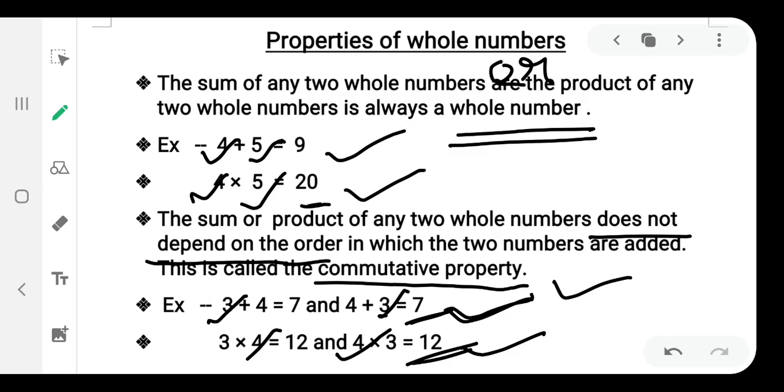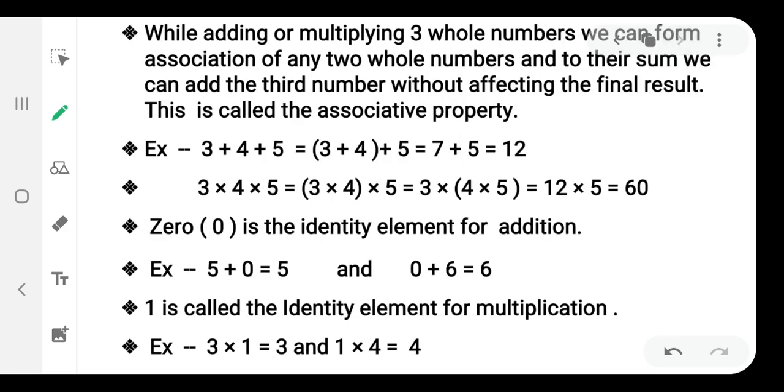Okay. Let's see the next property. While adding or multiplying three whole numbers, we can form an association of any two whole numbers, and to their sum we can add the third number without affecting the final result. This is called the associative property. One more property we came across, that is the associative property. What are they saying, how to apply this property? On adding or multiplying, while adding or multiplying three whole numbers.